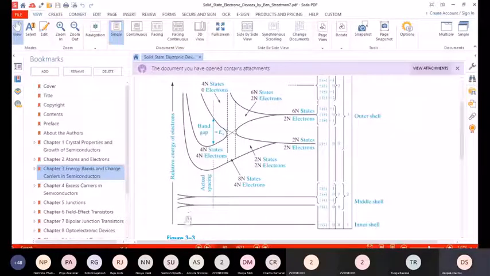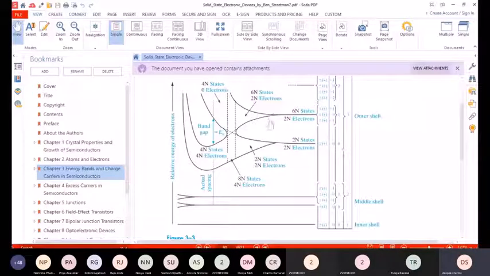And if the interatomic space decreases again, there will be some split in the first energy shell also, for inner shell electrons also. But that is not possible, because the interatomic space has its own limit, right? So this was the concept here.